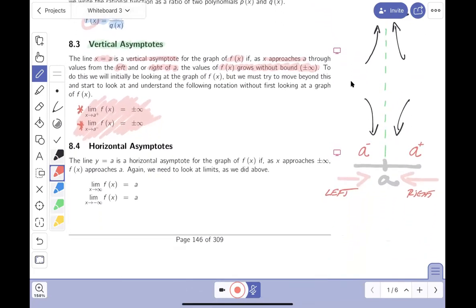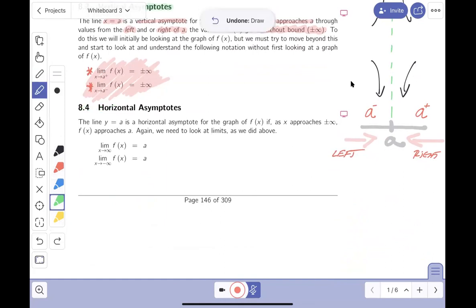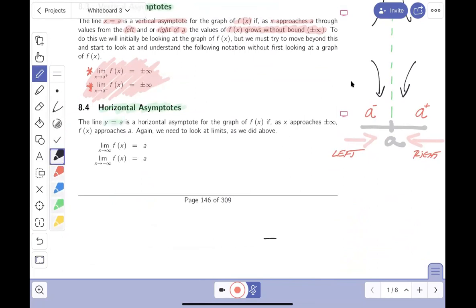All right, so the next one, horizontal asymptotes, generally speaking, much, much easier to do. Sorry about that. I really mean that. It's much easier to do. It says a line y equals a. And I'll write down what I mean by that. If y equals a, it looks like this over here. That's a horizontal line, by the way.